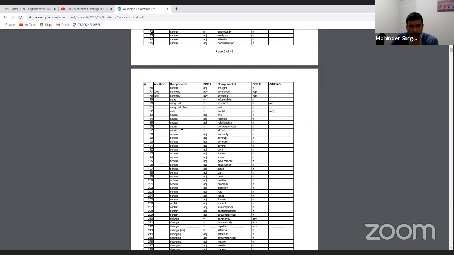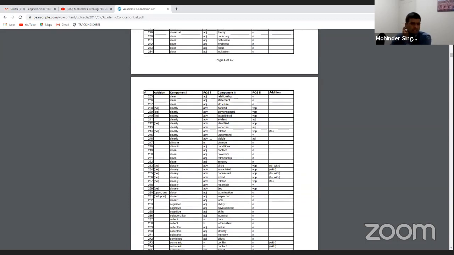Sorry, that's my mistake. That's not casual, that's causal. So causal is also an adjective. So causal link, causal relation, causal relationship. Similarly here, careful thought. Thought is a noun, careful is an adjective. So careful thought. This is how we use the collocations list.